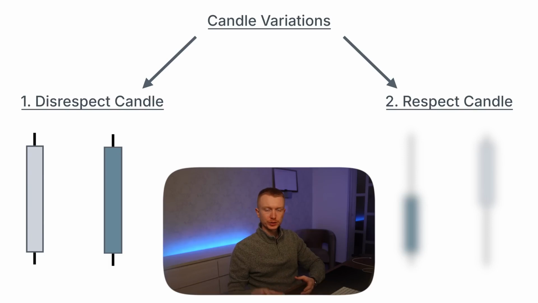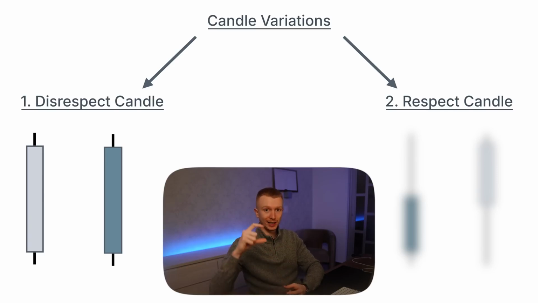Now, the characteristics of a disrespect candle is when we have a big body, at least relatively seen to the wicks. So the wicks are significantly smaller on both sides of that candle, relatively seen to the overall body of that candle. If you want to make this mechanical, you can put both the wicks, so the top wick and the bottom wick, on top of each other.